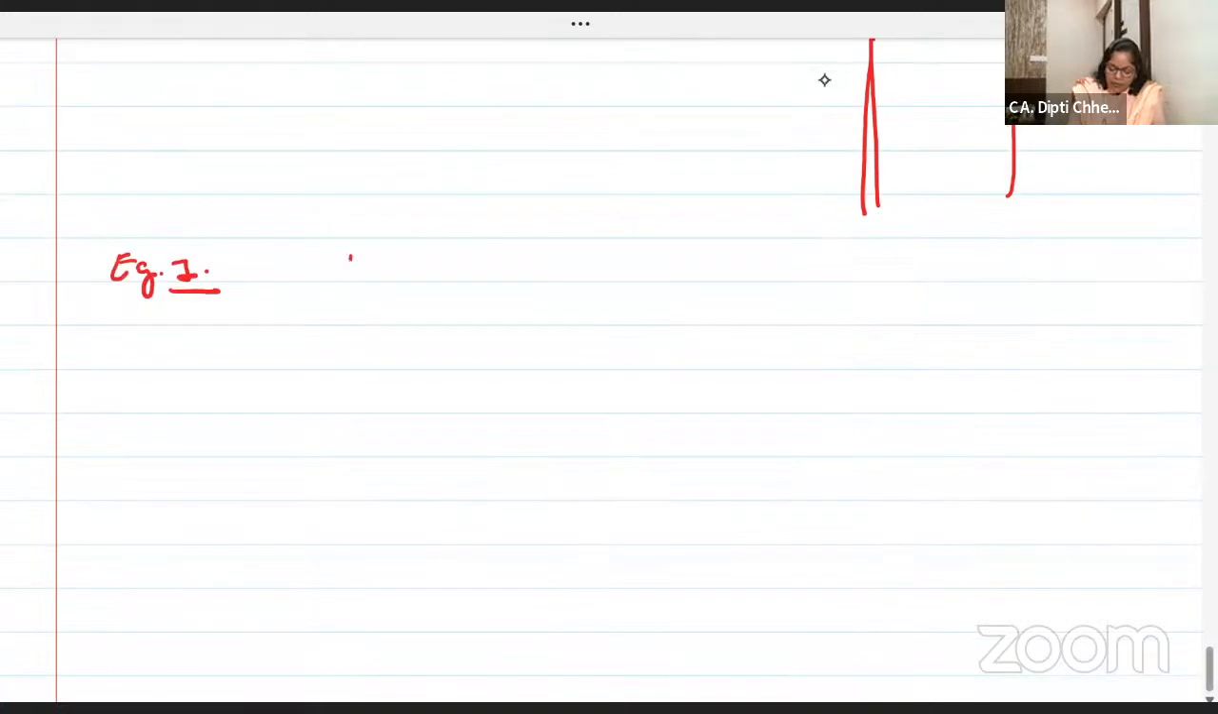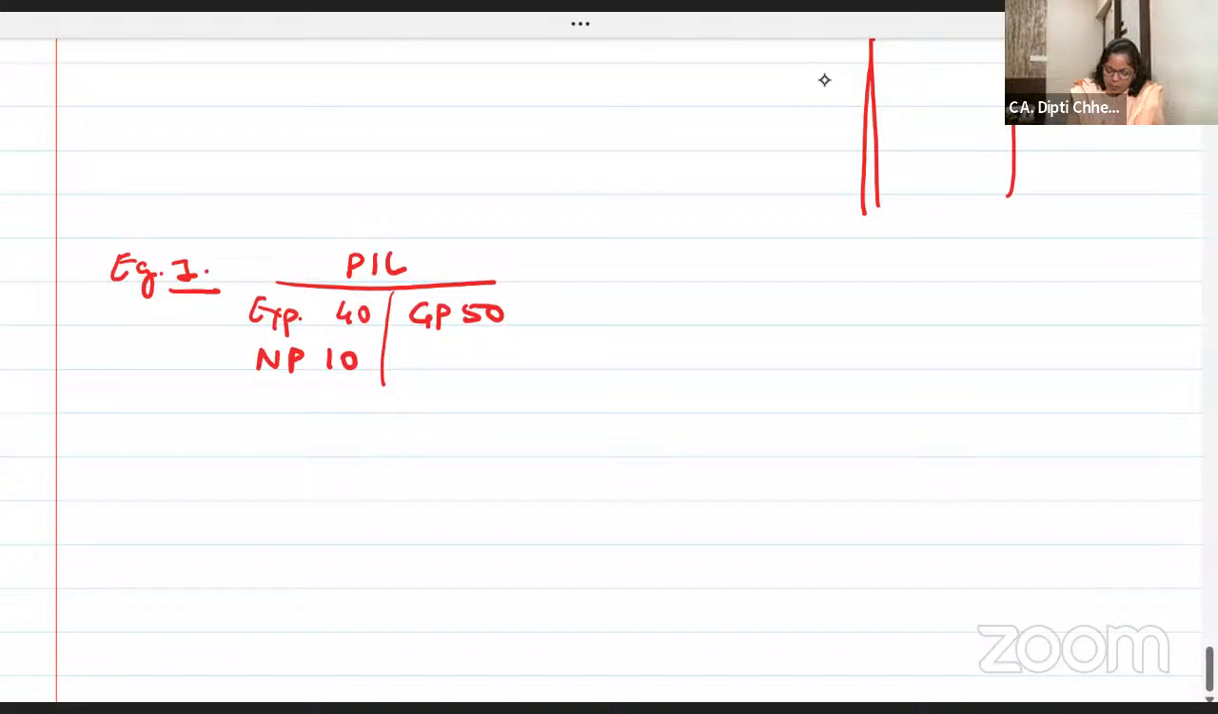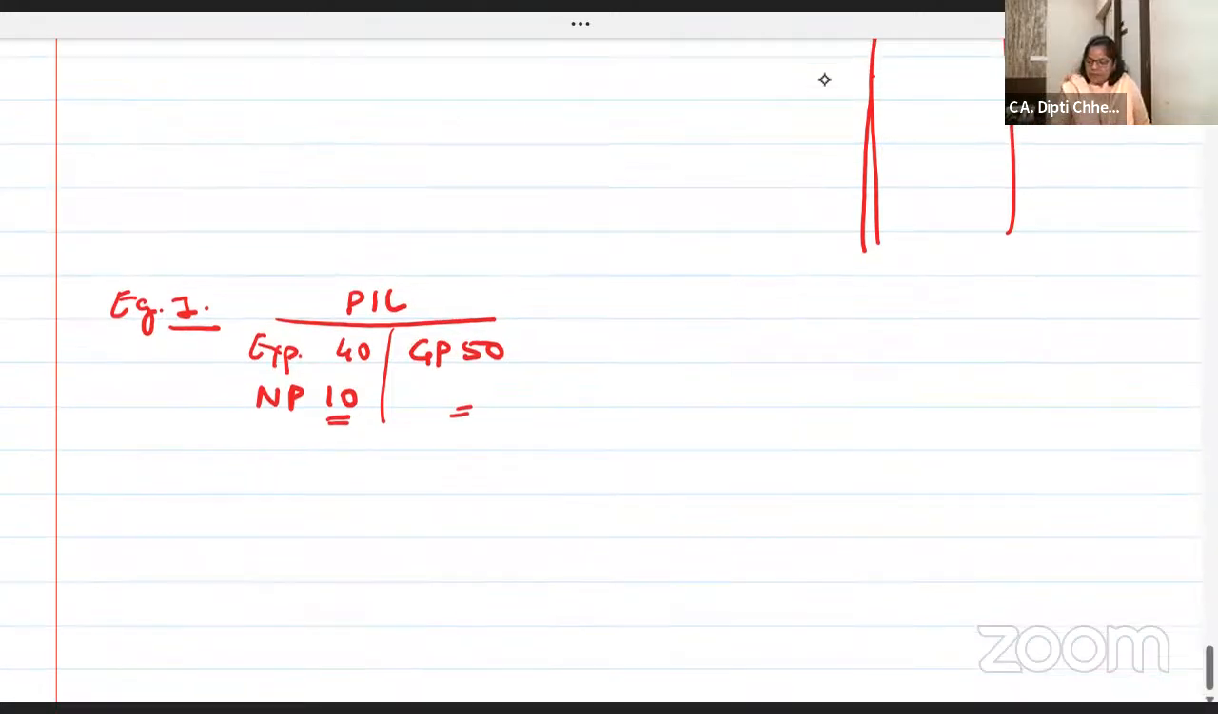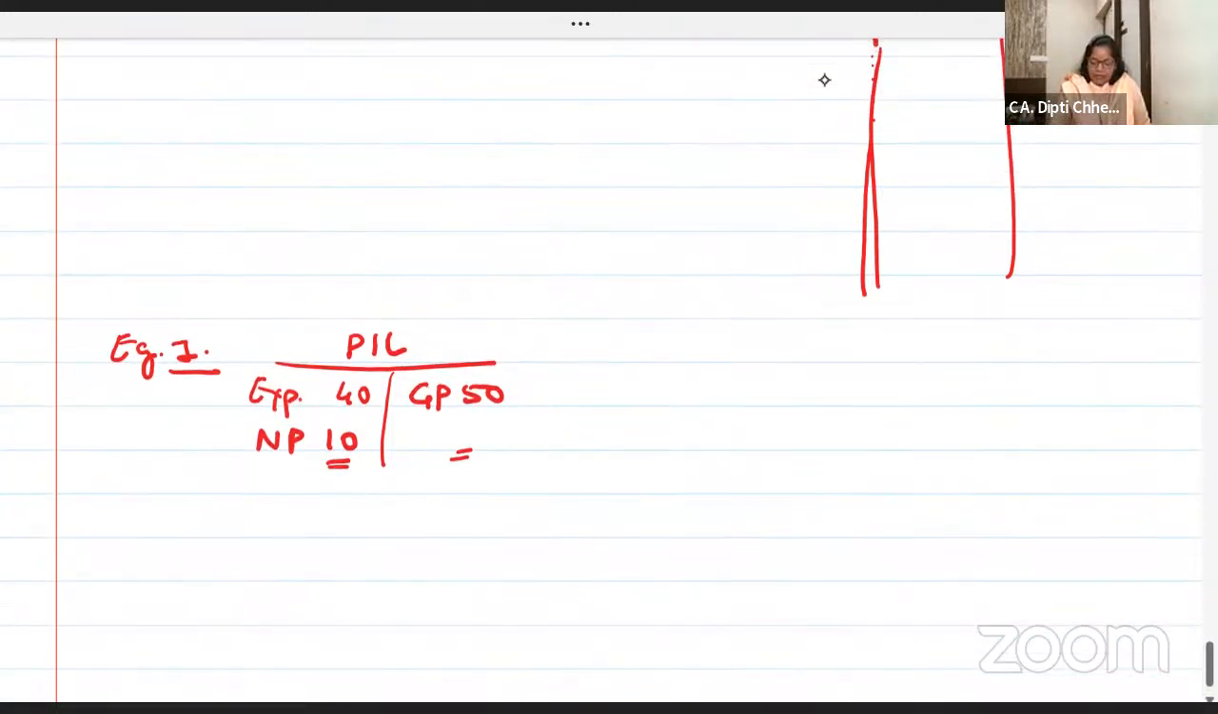Write example 1. Draw a P&L account like this. Draw with me. GP 50. Expenses 40. Net profit 10. I am into concept, dear students, so 10 rupees, 2 rupees. We are not in an exam. You do it in crores, lakhs, whatever you want. What is the net profit? As per the P&L account, 10.